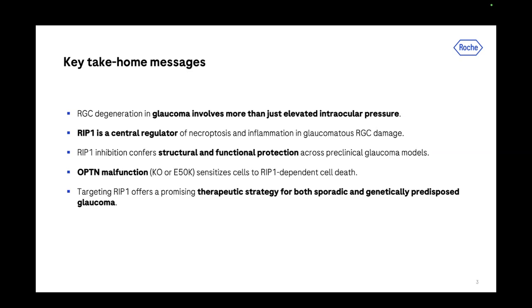glaucoma models. And then we will explore how OPTN dysfunction, including the E50K mutation, sensitizes cells to RIP1-dependent cell death pathways. Finally, I will summarize how targeting RIP1 offers a unified and promising therapeutic approach across distinct glaucoma stress contexts.